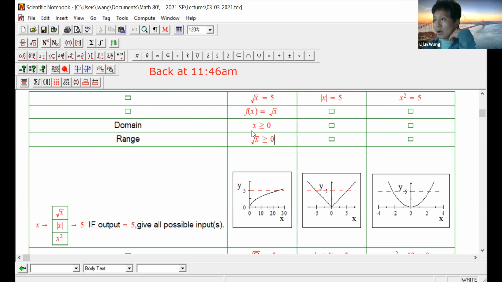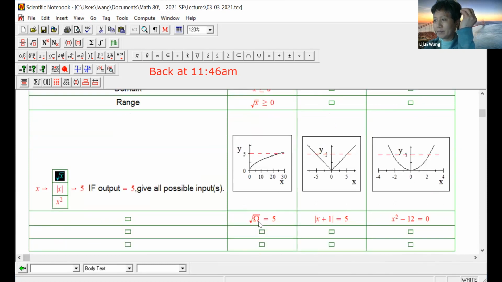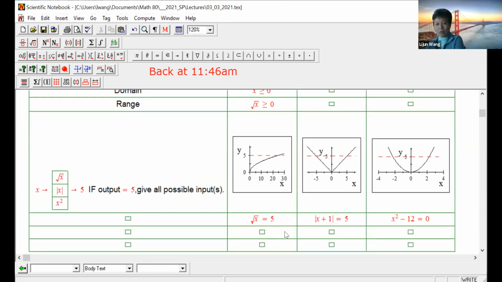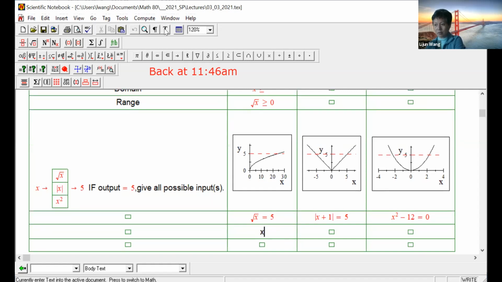Now, square root of x. Its meaning is that if the output is 5 for this rule, then the crossing is the answer. What is the answer? We have learned how to do these kinds of questions, right? The answer is 25. Right? The answer is 25.